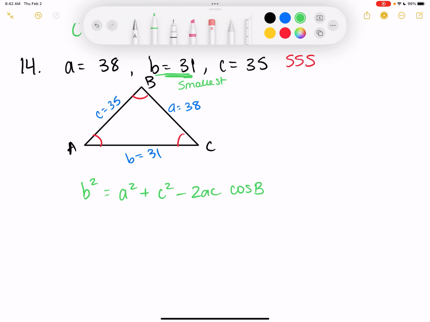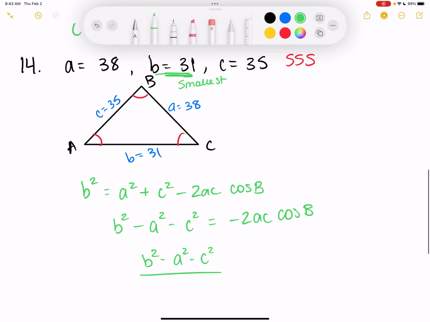So anyways, I'm solving for angle B. What I'm going to do is get this by itself. The way to do that first is to subtract a squared and subtract c squared. So I'll have b squared minus a squared minus c squared is equal to negative 2ac cosine b. This is all being multiplied, so I can divide by negative 2ac on both sides. So I have b squared minus a squared minus c squared divided by negative 2ac.